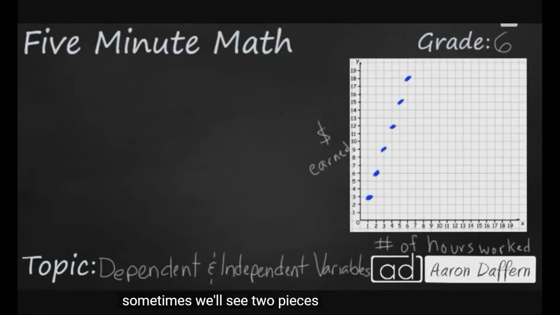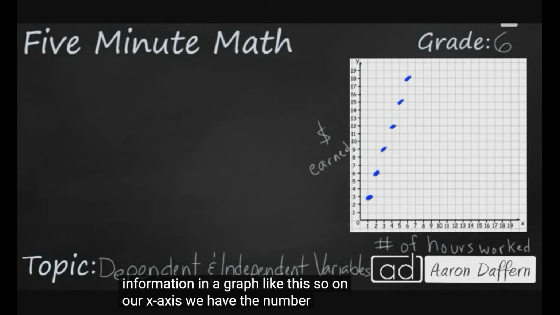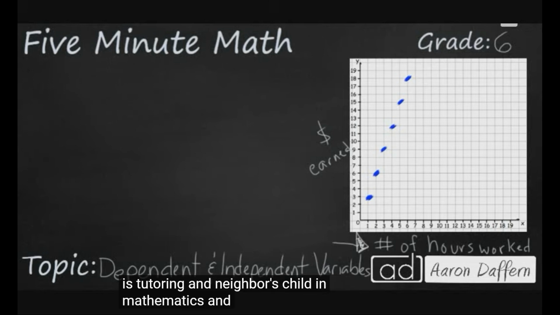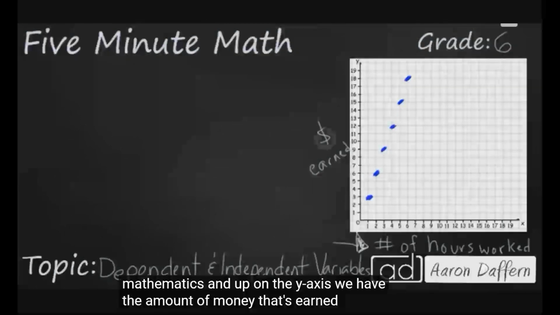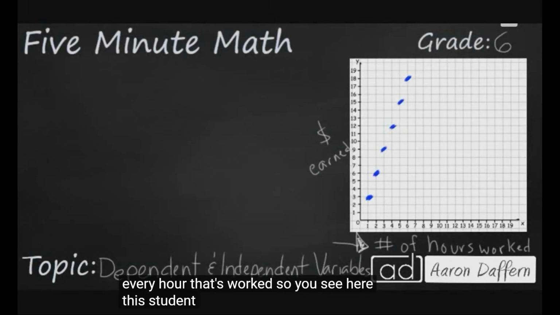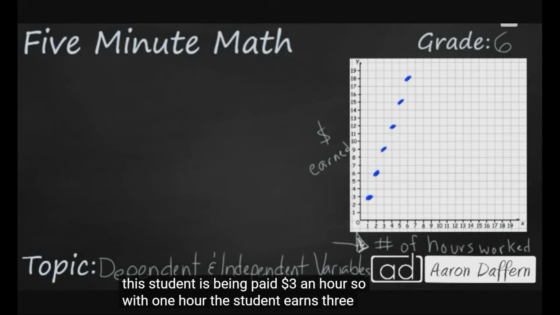Sometimes we'll see 2 pieces of information in a graph like this. So on our x-axis, we have the number of hours worked. So we've got a student here who is tutoring a neighbor's child in mathematics. And up on the y-axis, we have the amount of money that's earned for every hour that's worked. So you see here, this student is being paid $3 an hour. So with 1 hour, the student earns $3.